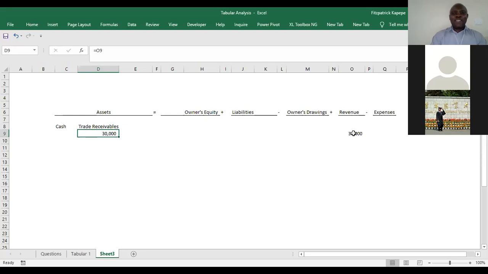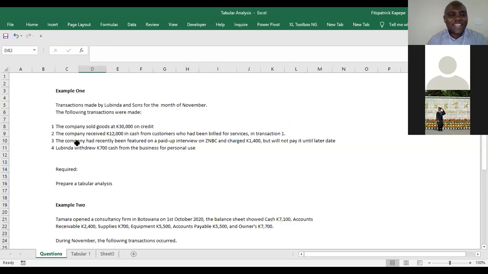So that's the first one. This side here, obviously, what you're seeing there is revenues and it doesn't change. There's only one type of revenues. That's why I'm not minding not having it there. It's okay. But if you want, you can still write here as revenue, but it's the same thing. Then we go to number 2. Number 2 says the company received 12,000 in cash from customers who had been billed for services in transaction 1.